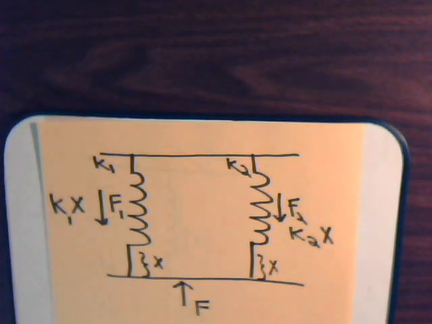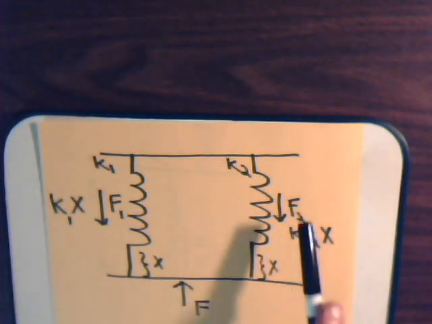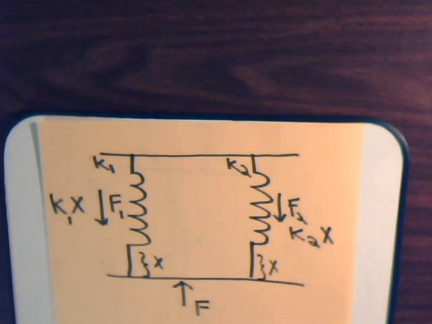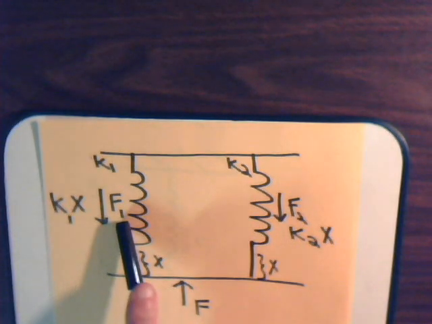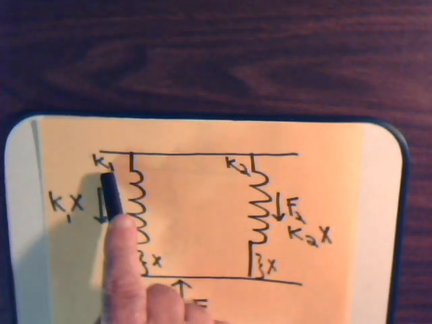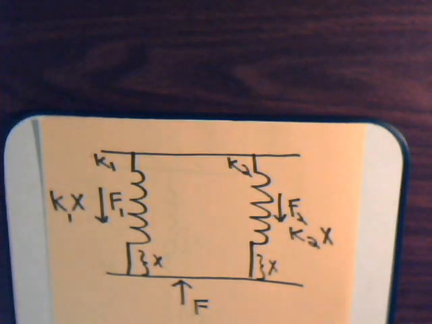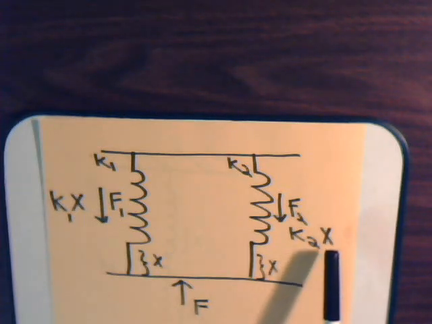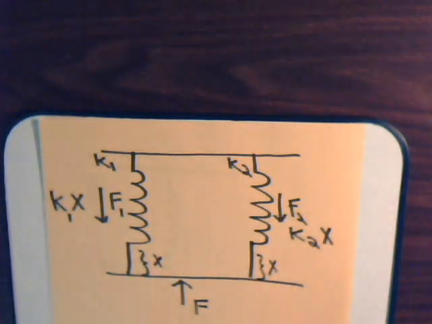So spring 1 is going to push back down with the restoring force of F1. Likewise, spring 2 pushes down with the restoring force of F2. This restoring force F1 is equal to the spring constant of that spring times the amount of displacement x. And F2 will be the same displacement x multiplied by the spring constant for this spring. And the amount of force that we're pushing up will equal F1 plus F2.